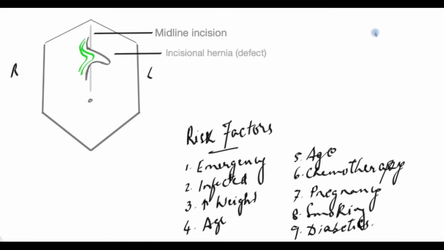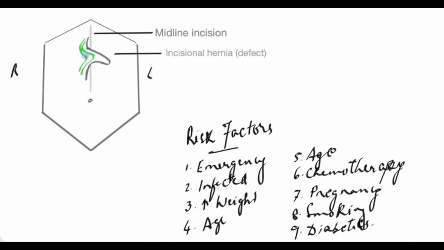So let's just have a brief look at this figure over here. Let's assume that this is the rib cage, this is the groin crease, this is the belly button, this is the right side, and this is the left side. In this specific example, I've drawn an incision in the midline, and then there is a defect which has appeared over time. This is the hernial sac, and this is the abdominal content.